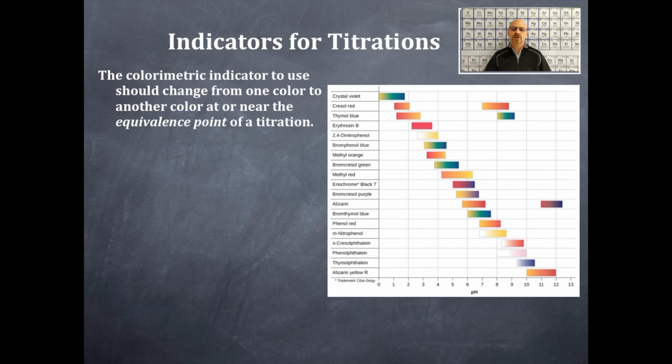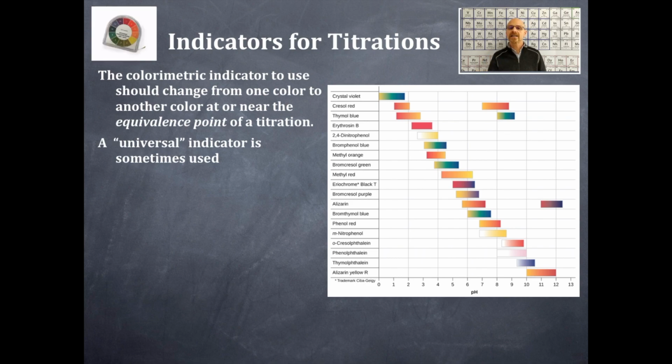So here's a chart showing a variety of different colorimetric indicators that change different colors at different pHs. Notice that this ranges from pH of 0 all the way to 14, so it goes through the entire pH range. Sometimes a universal indicator is used, and that is a colorimetric indicator that is a combination of a variety of the different ones of these that will change color corresponding to the different pH. Sometimes you can use a liquid universal indicator, and sometimes you can use a paper indicator.